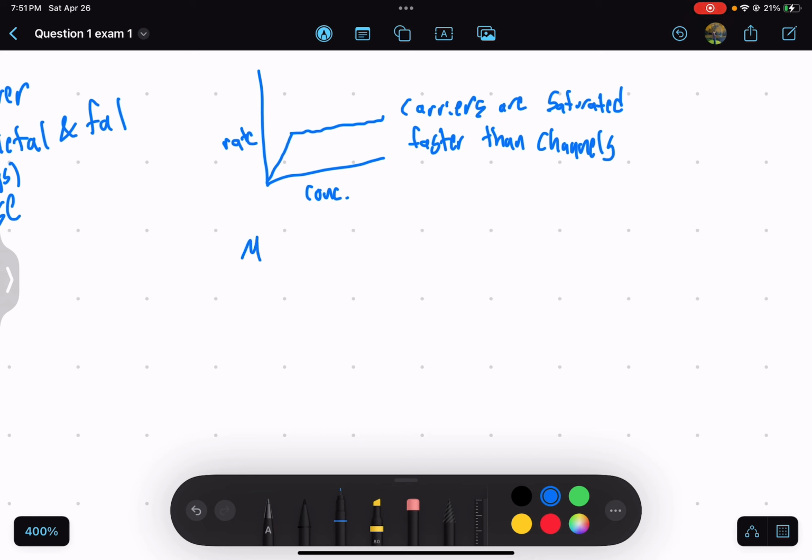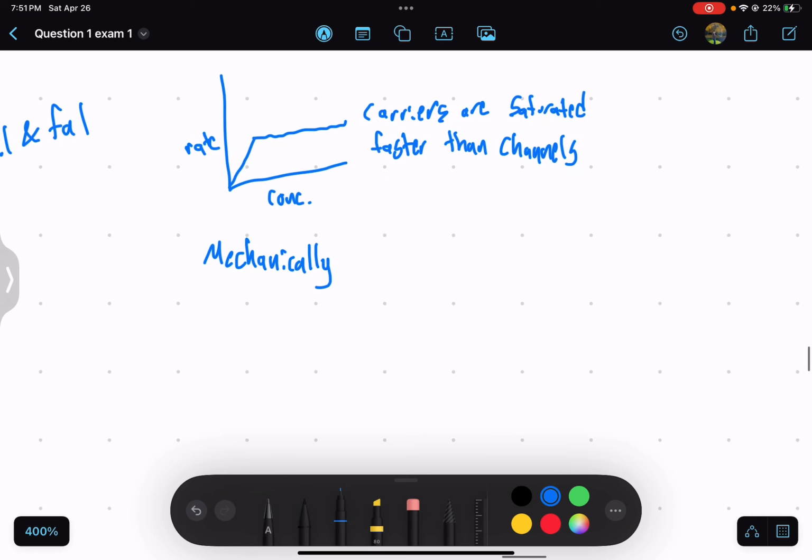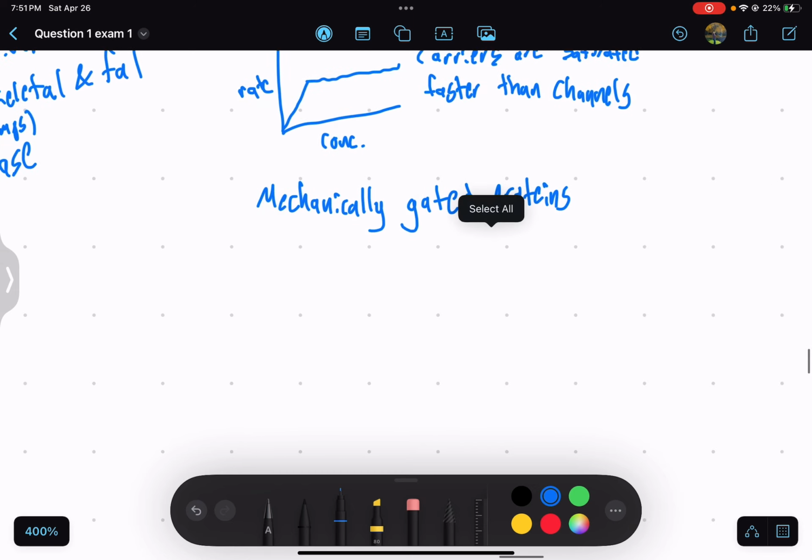Next, we have mechanically gated proteins. They are a type of facilitated diffusion. And mechanically gated proteins is when something in the environment is pushing the gate open or closed.